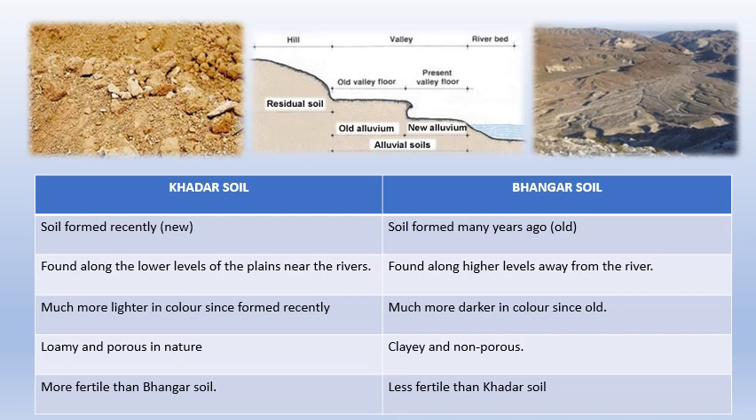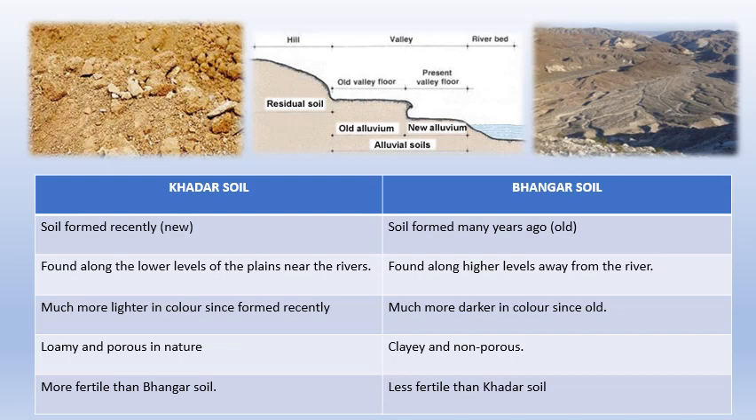So the khadar soil is formed at the lower levels. You can see from the center picture. It's formed at the lower levels of plains near the rivers. The other one, Bhangar soil, is found at higher levels far away from the river. Khadar soil, on the other hand, is much lighter in color and it's formed recently. Bhangar soil is much darker in color because it is very old.